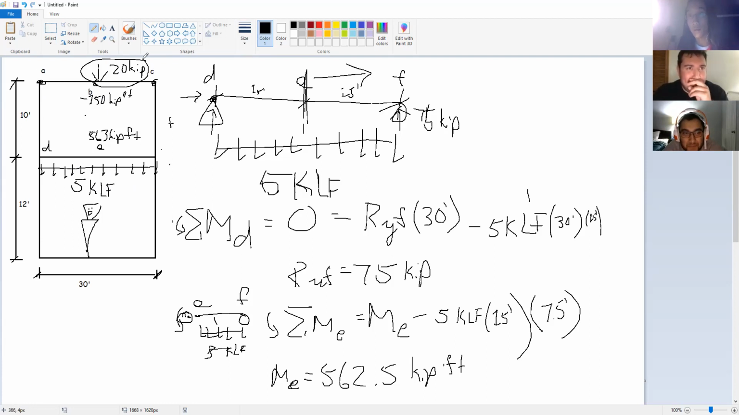So you see the 20 kips. It's just 20 kips, but you see this 5 KLF, it's spread across 30 feet. So it would be 5 times 30, 600 kips, I think. No, 150 kips. So 5 times 30 feet, it'd be 150 kips compared to this 20 kips. So this is a lot more than that.